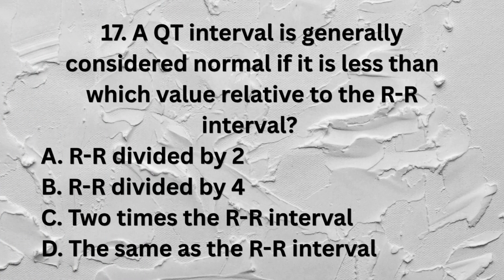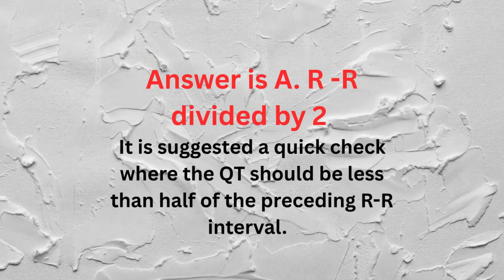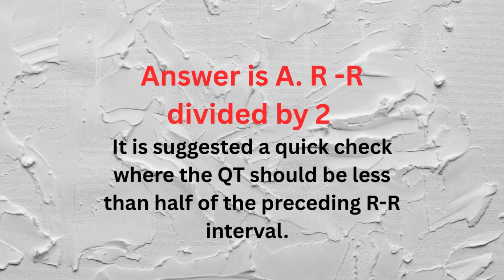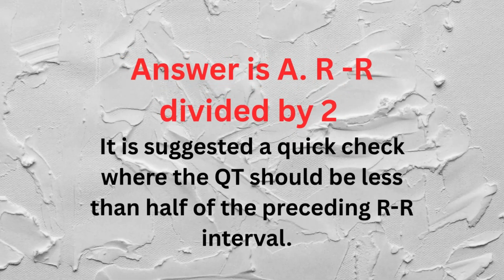A QT interval is generally considered normal if it is less than which value relative to the RR interval? A. R to R divided by 2. B. R to R divided by 4. C. 2 times the RR interval. D. The same as the RR interval. Answer is A. R to R divided by 2. It is suggested as a quick check where the QT should be less than half of the preceding RR interval.